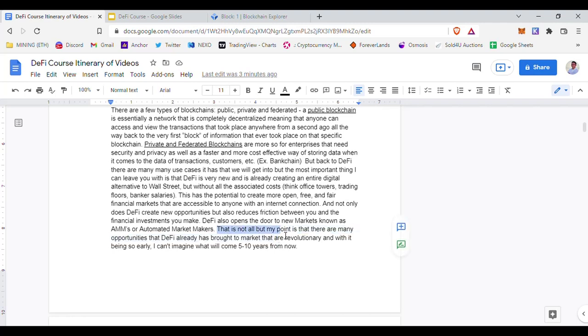So that is not all. None of this is all, but my point is that there are many opportunities DeFi has already brought to market that are revolutionary. Quite honestly, revolutionary. Creating an entire alternative to Wall Street is huge. And with it being so early, we're talking only about 5 years, really only 1 to 3 years of serious participation, and only a fraction of the world is involved right now. A fraction of a fraction. We are a tiny percentage. So I just can't imagine what will come in the next 5 to 10 years. It's going to be incredible to see.